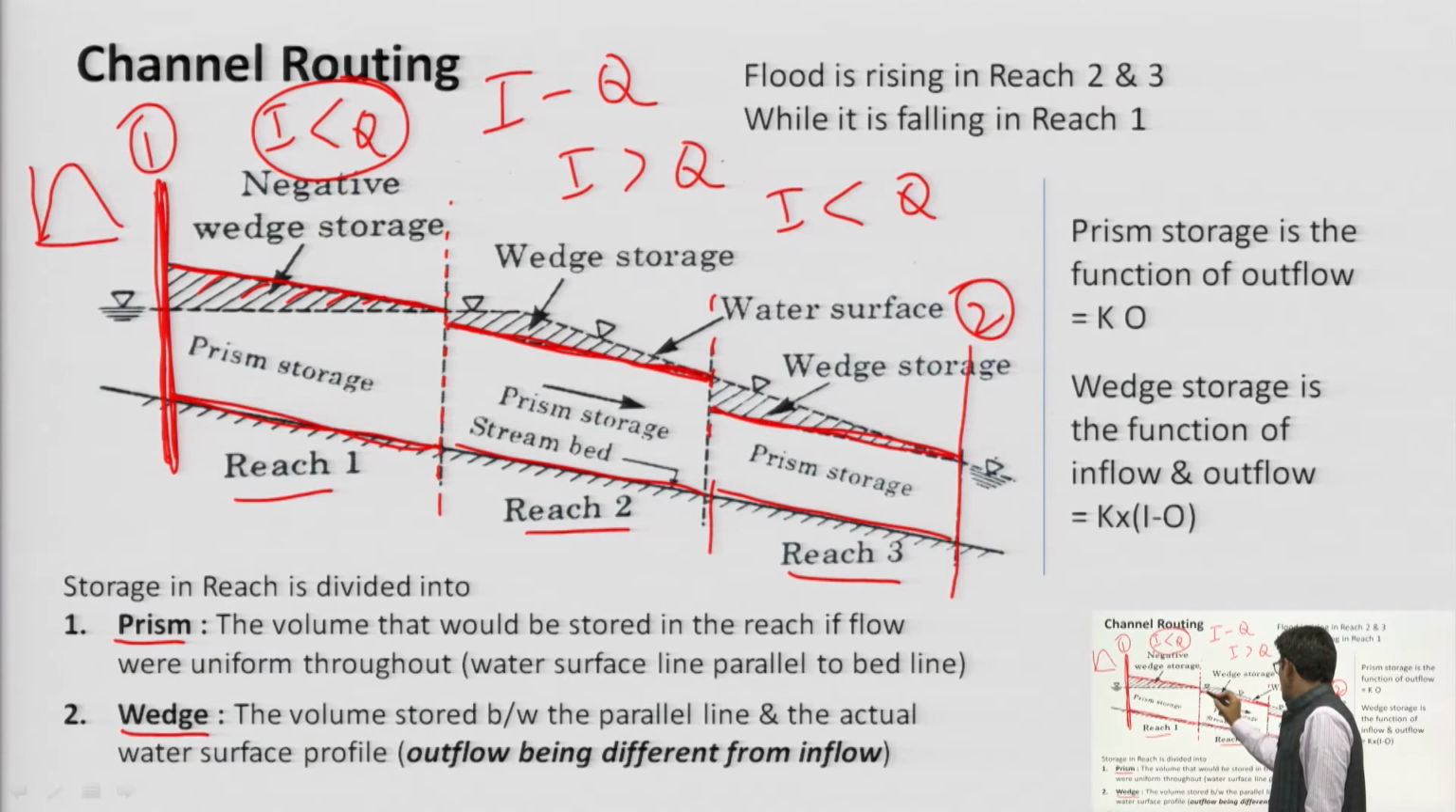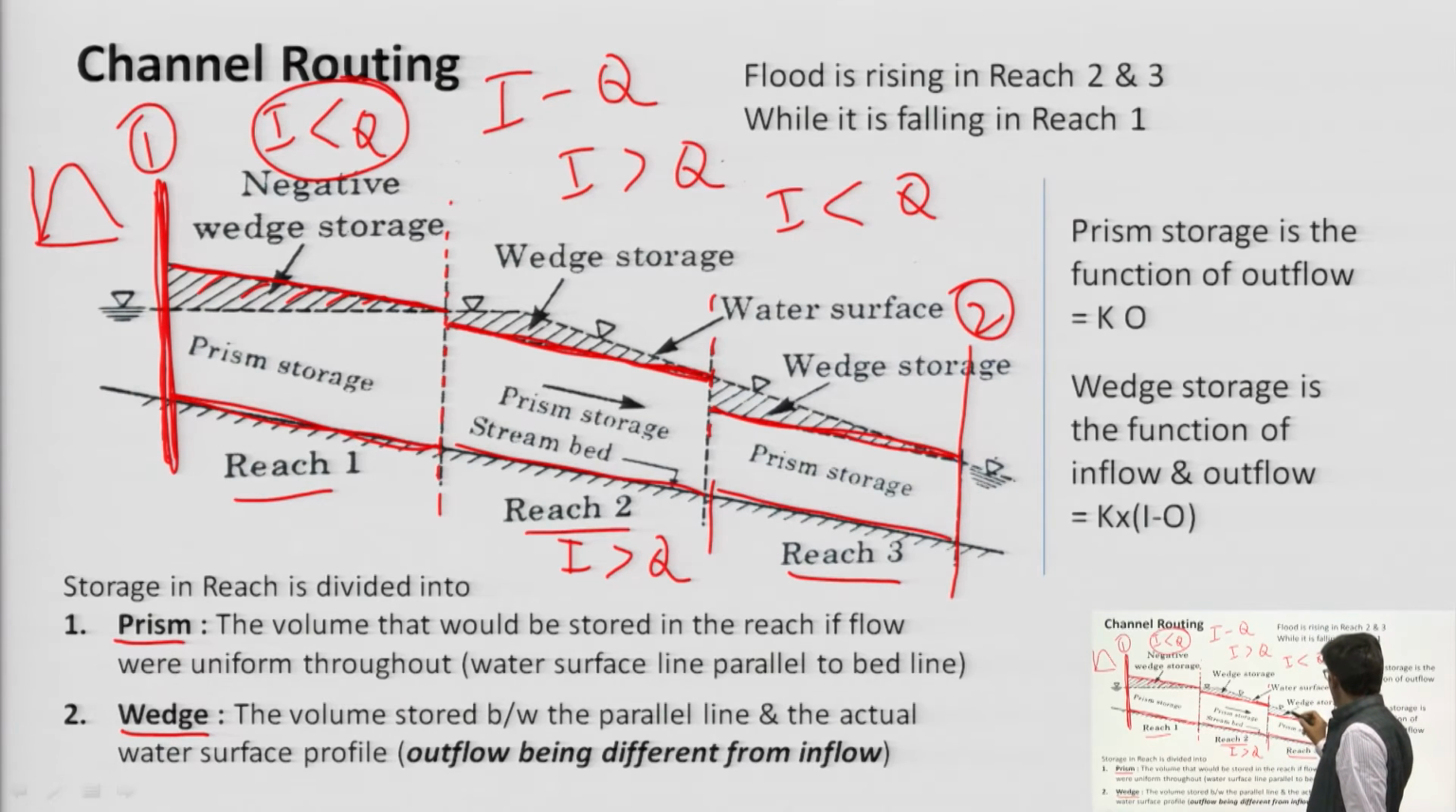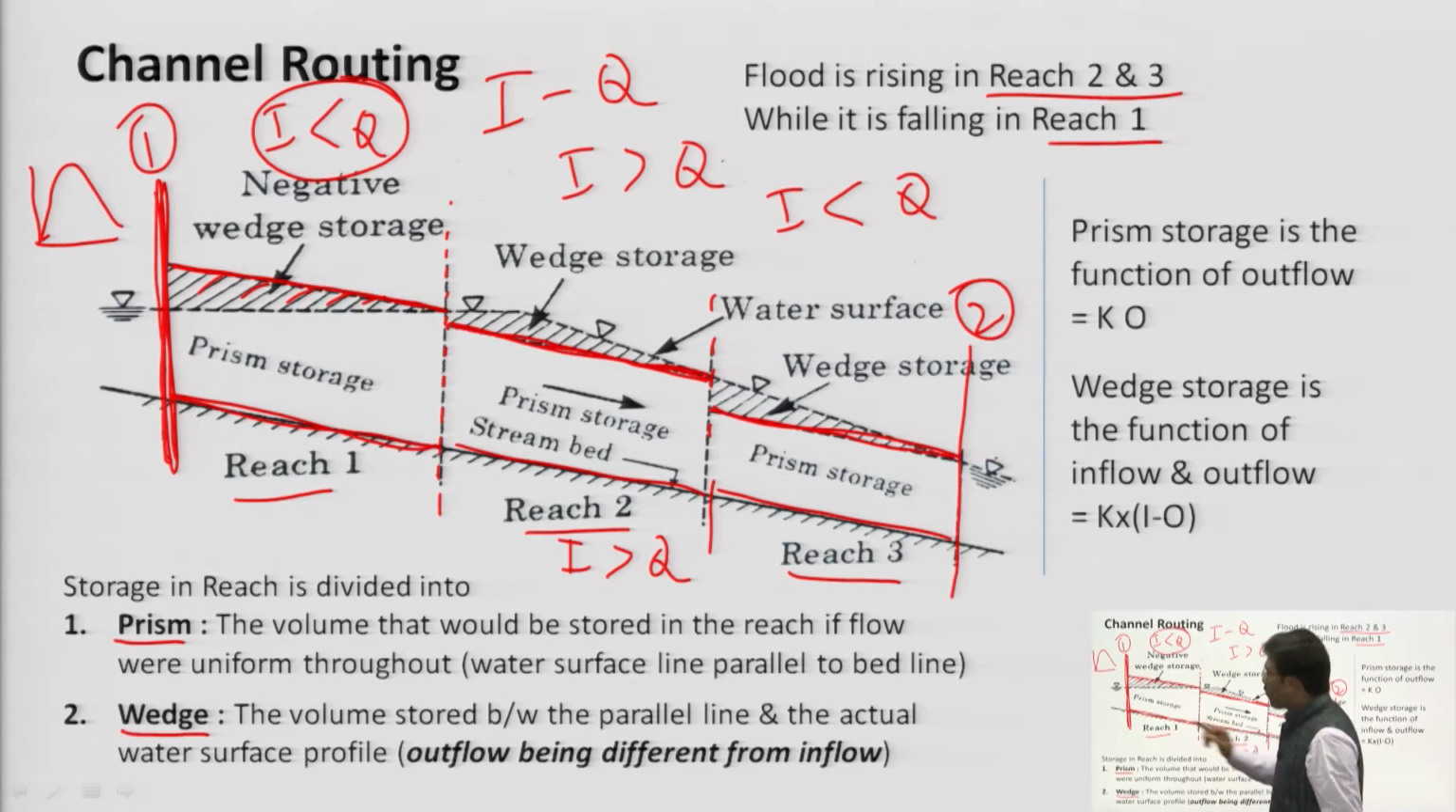It is positive because the normal water level before entering the wedge was this. Here input is greater than outflow, so the wedge is also positive, I is greater than Q. So in this example the flood is rising in reach 2 and 3, while it is falling in reach number 1, due to the difference in inflow minus outflow. So two things are there, prism storage and wedge storage.